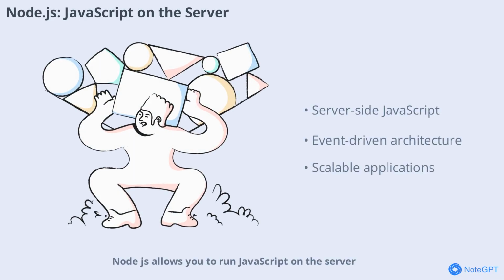Node.js allows you to run JavaScript on the server, opening up new possibilities beyond the browser. With Node.js, you can build web servers, APIs, and even desktop applications using JavaScript. Its event-driven, non-blocking architecture makes it ideal for scalable, high-performance applications. Node.js has a vast ecosystem of packages and tools, making it a powerful choice for backend development.